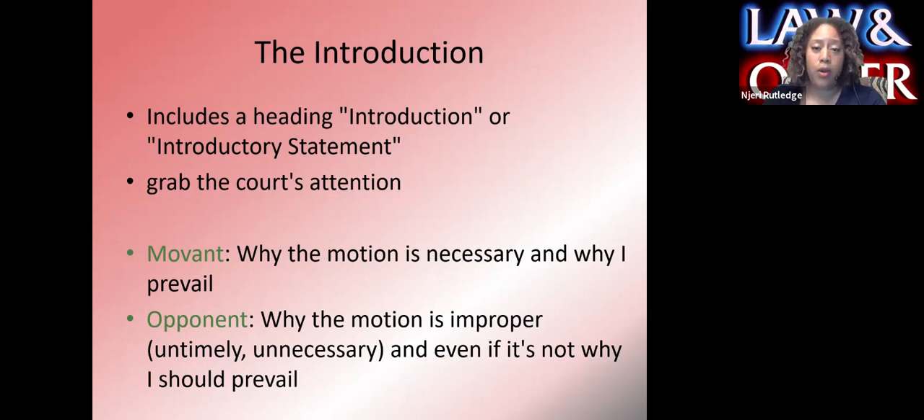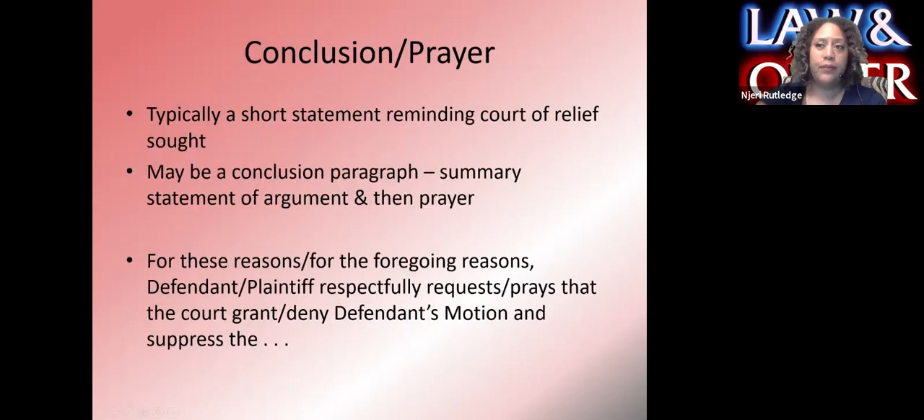If you're the opposing party, you want to be able to argue why the motion that was filed is improper, whether it was untimely or unnecessary, and even if it's not, why you should still prevail. The conclusion, also known as the prayer for relief, is usually a short statement just reminding the court of the relief that's being sought. It can be a conclusion paragraph, a summary statement of the argument, and then the prayer.